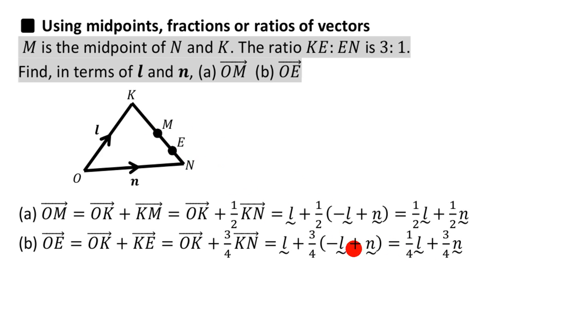So K to N, like we said before, is minus L plus N, and K to E is 3/4 of that, so I write 3/4 outside the bracket, and like before, I simplify this stuff. So L plus 3/4 of minus L, so L minus 3/4 L is 1/4 L, and then you've got this 3/4 N left over there, and you've worked it out. So O to E is equal to 1/4 L plus 3/4 N. And just to be clear, if I went the other way around, I would have got the same answer, 1/4 L plus 3/4 N.